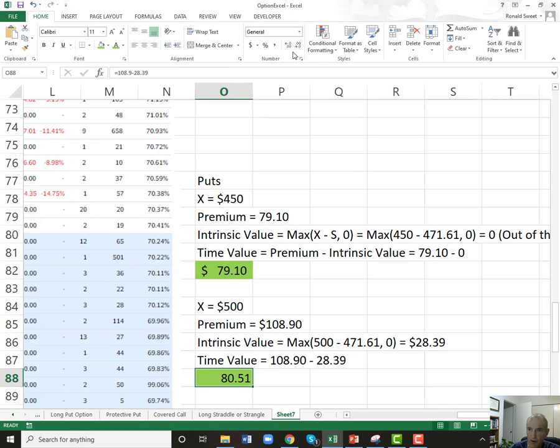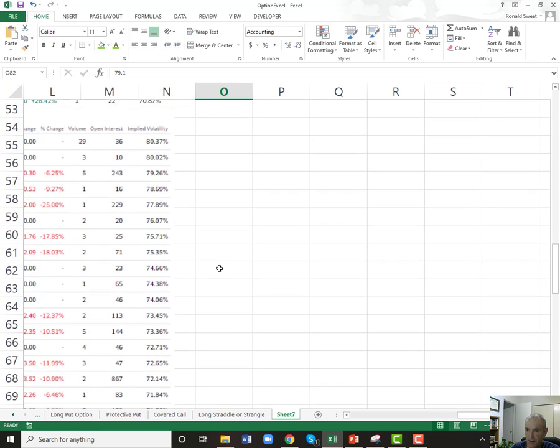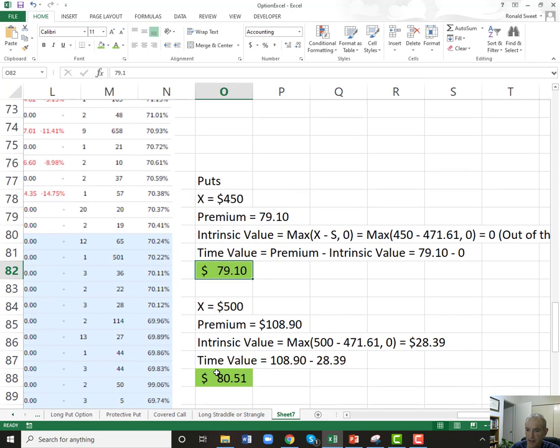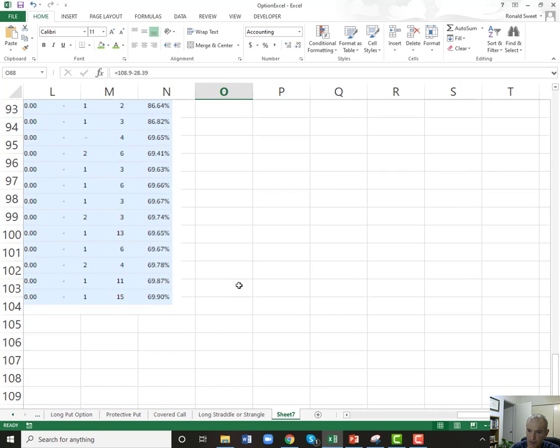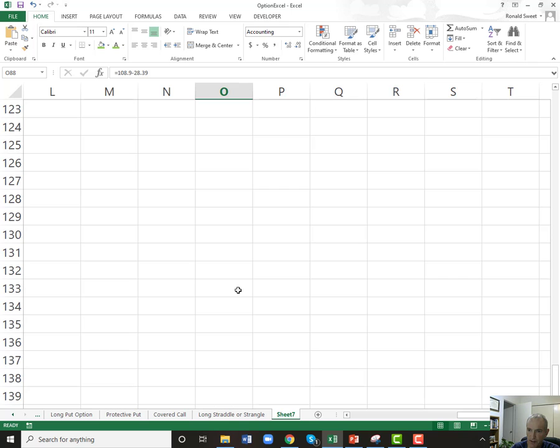And you notice that on all of these, the time value is very similar. 80.51, 79.10 on the calls, 79.10, 80.51. So they're very similar. Slightly different, and there's a few reasons for that. It has to do with probabilities of hitting the strike.